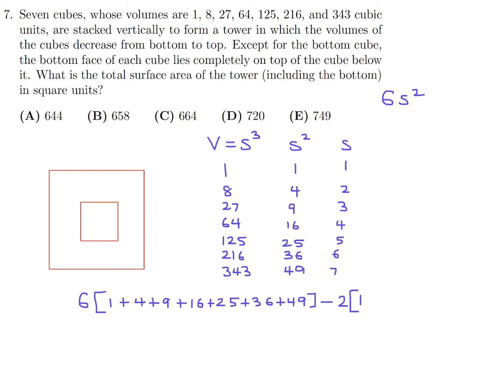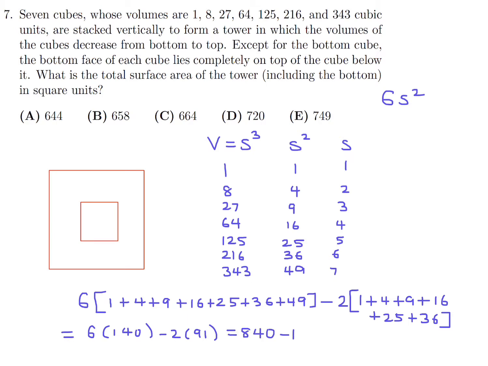And then similarly, we'd have to do the same thing for 4, for 9, 16, 25, and 36. But not for 49. Why? Because 49 is the very bottom, and we don't need to subtract that because it says including the bottom. All right, so you do this math here, and when you do, you get 6 times 140 minus 2 times 91. And that is 840 minus 182, and that is 658. Number 7, answer is B.